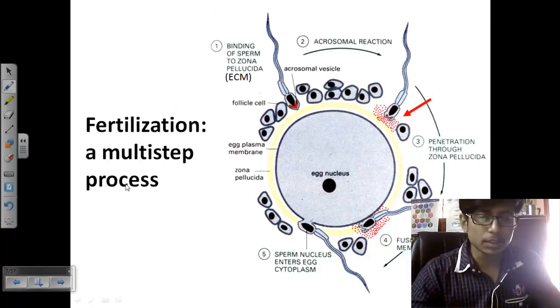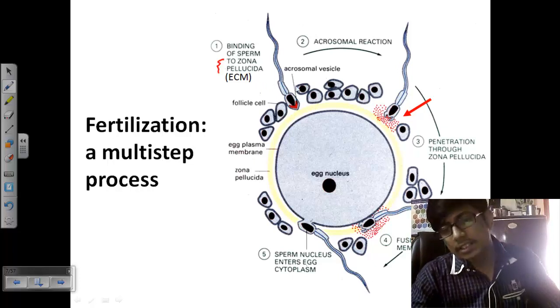So this is the process of fertilization. See, at the very beginning, there is binding of sperm to a specific region, which has different names in different cases. In the case of mammals, we call it the zona pellucida. So see, this is the process.